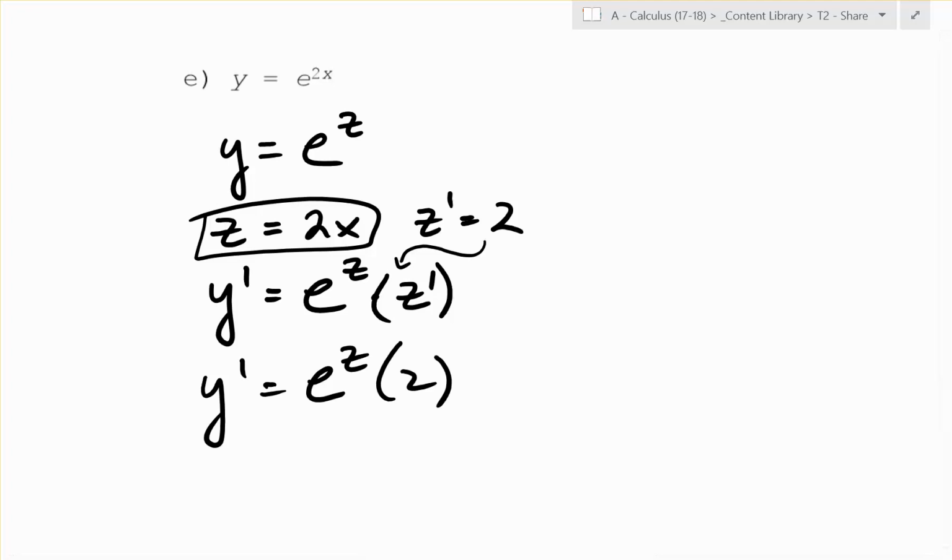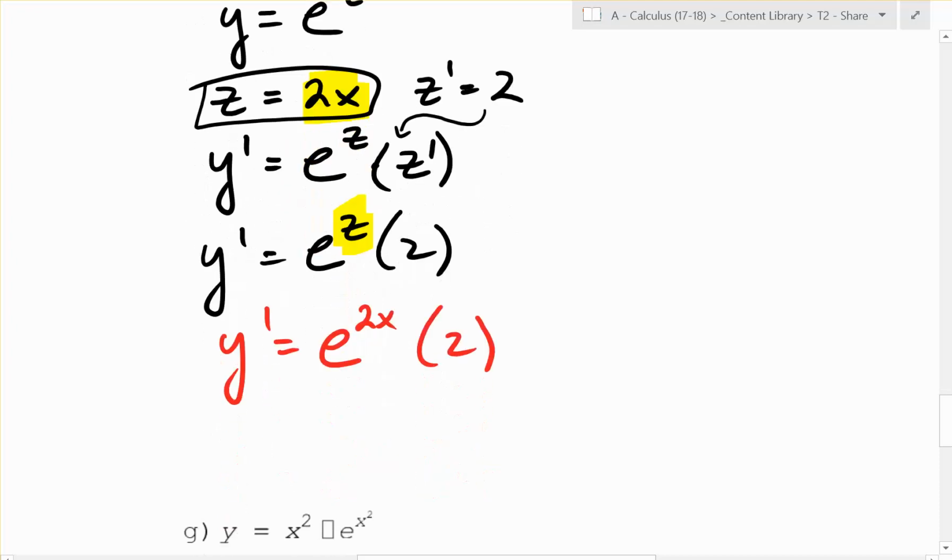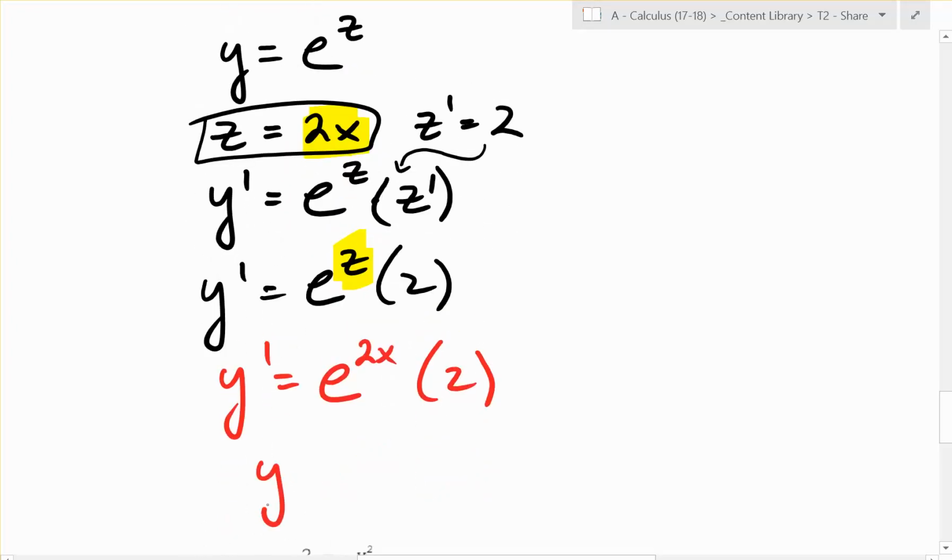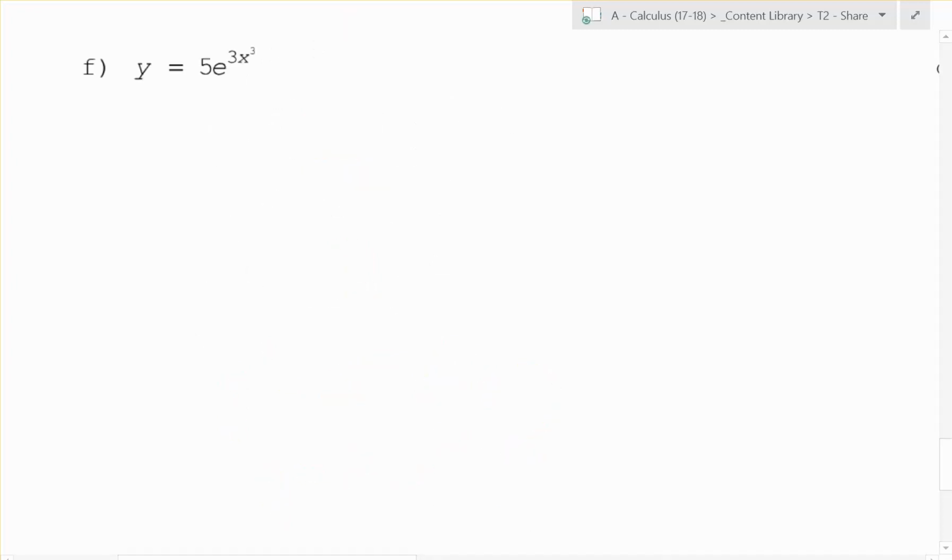But we don't want z in the final answer. We instead want to write 2x. So we end up with y prime is equal to e to the 2x times 2. And just for your knowledge, I like the coefficients going up front. So 2e to the 2x. That's a lot clearer to me than the original line. So what about this one? Not too much is new.